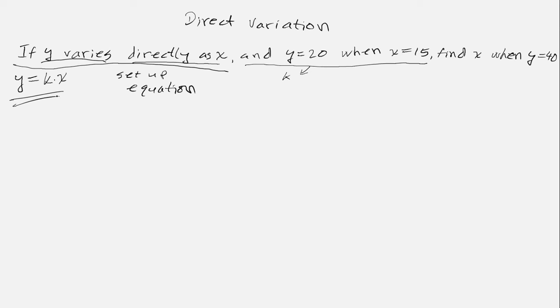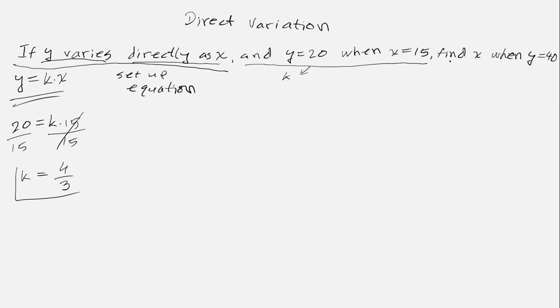Which is right there. So to find k, we are given this information, and y is equal to 20. So instead of y, we're going to put 20. k is what we don't know. When x is equal to 15, so x is 15. So y is equal to 20 when x is 15. So everything is given but k. That means when we plug in these two values, we should be able to solve for k. In this case, all we need to do is divide by 15, and we end up with k equal to 20 over 15, which is 4 over 3. So that is our k.